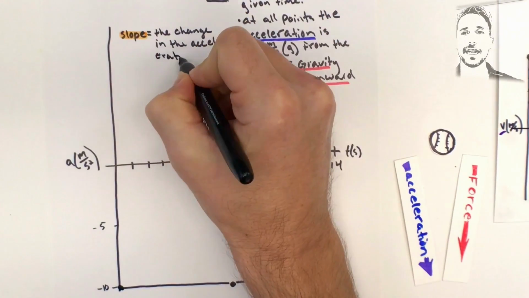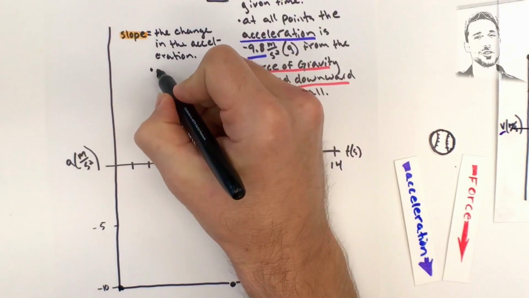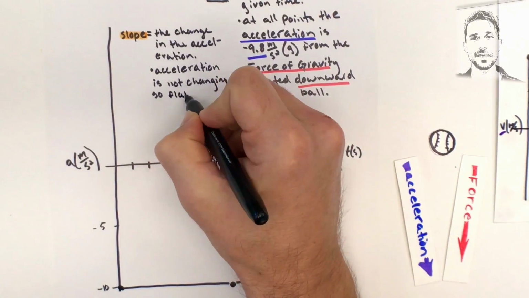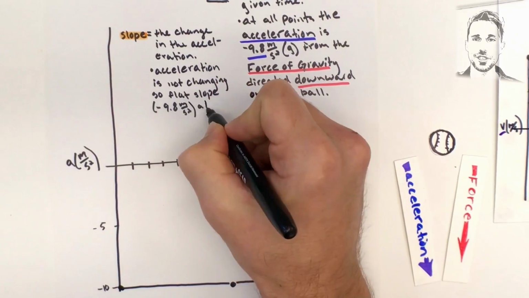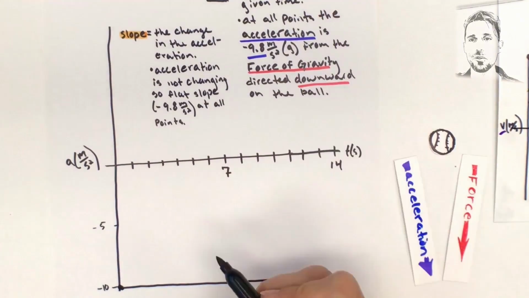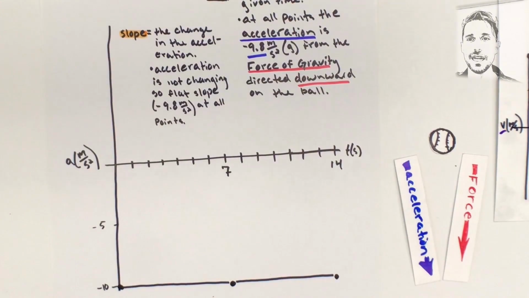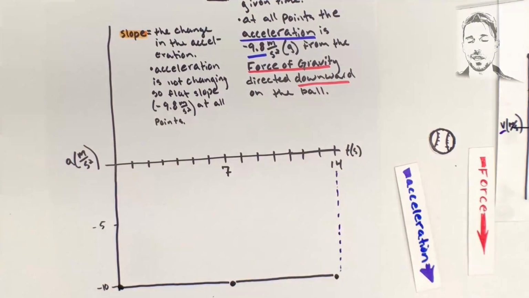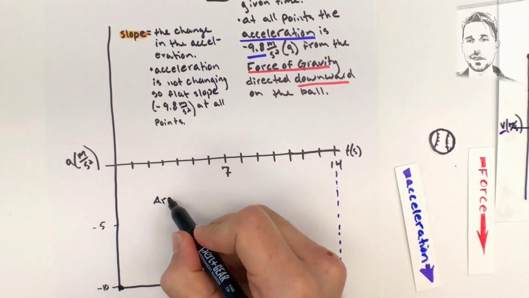And the slope's telling us the change in the acceleration. So is the acceleration changing? And no, it's going to be constant. The acceleration's not changing. It's a flat slope. Gravity is consistent here. The force of gravity is consistent. So we have negative 9.8 meters per second squared at all points along this curve, all points along the line.